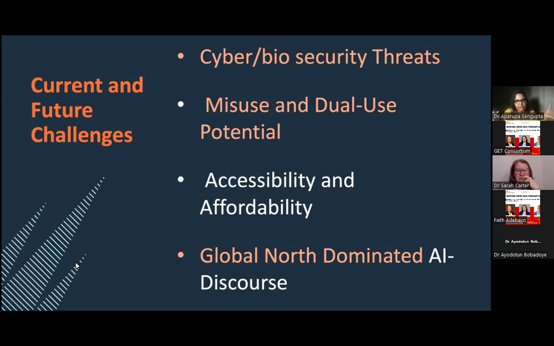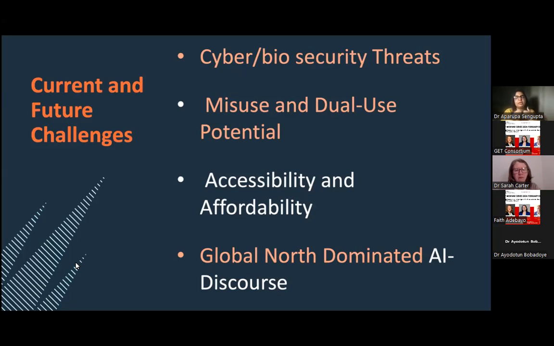And then, of course, there's this whole misuse and dual use potential. What are you doing with the data? Dr. Carter touched upon that a little bit, where she talked about the unintended consequences. It could be accidental or it could be deliberate, in terms of how this data is going to get processed and what kind of manipulation can occur. That is going to be another challenge.